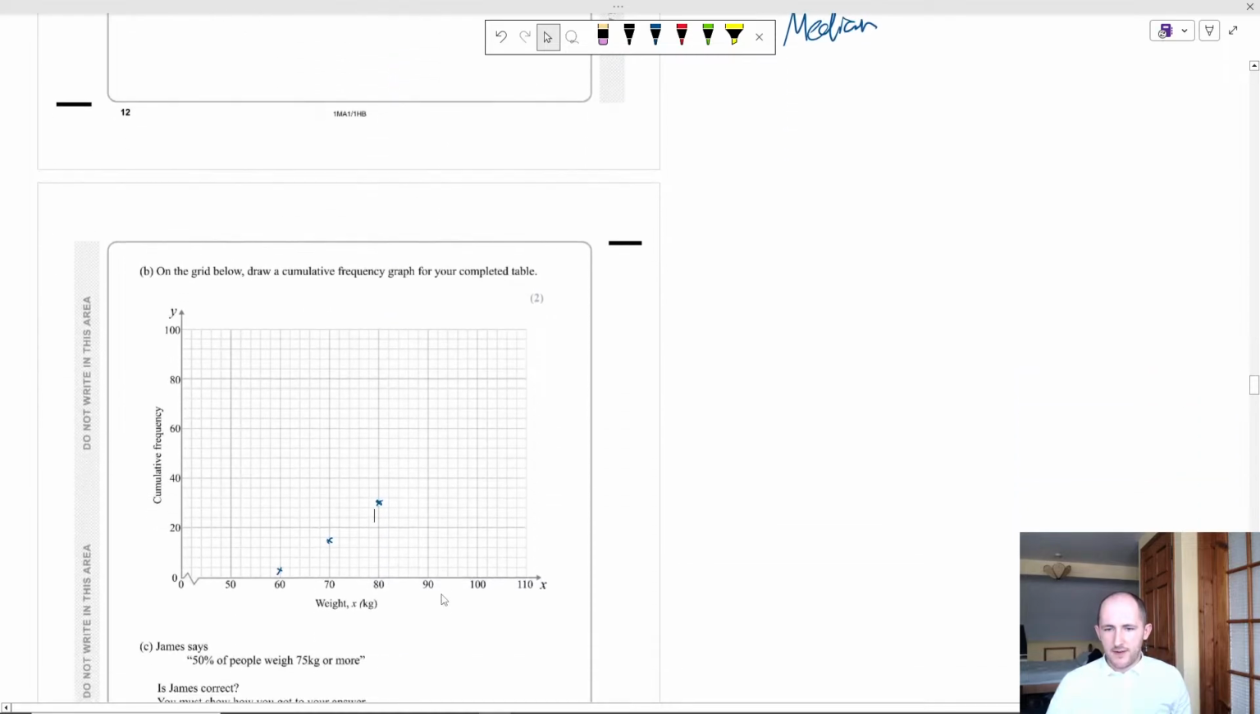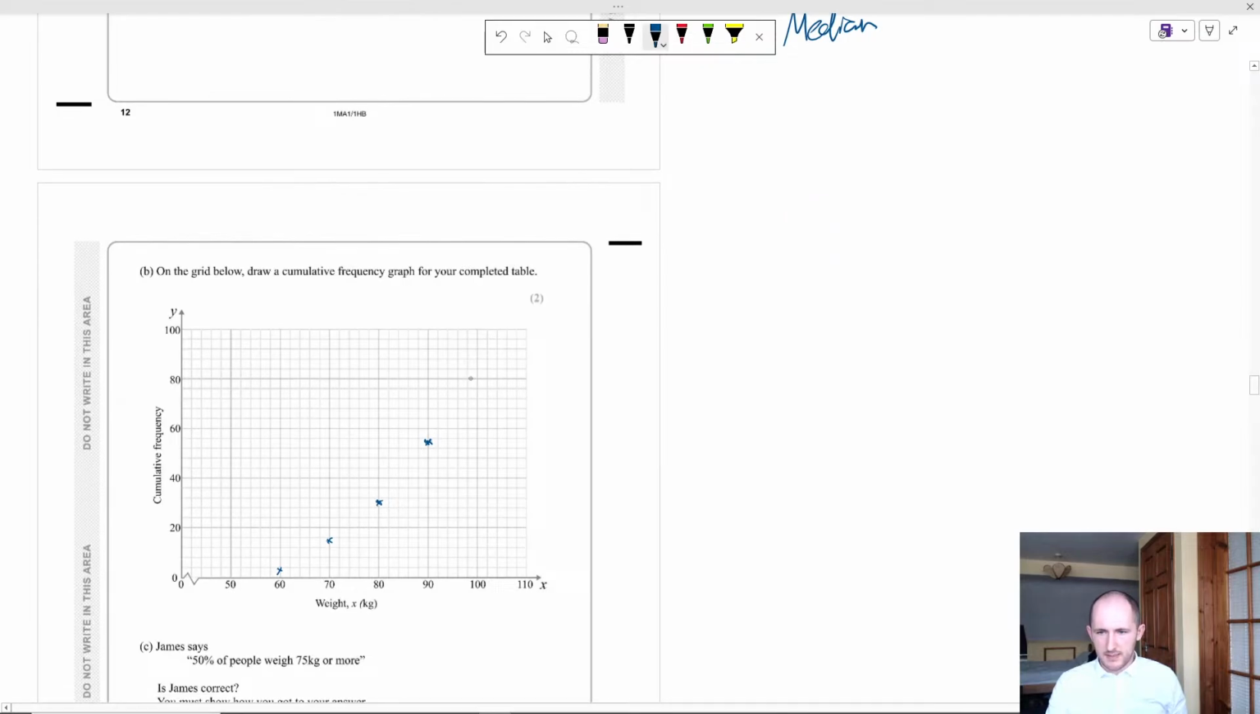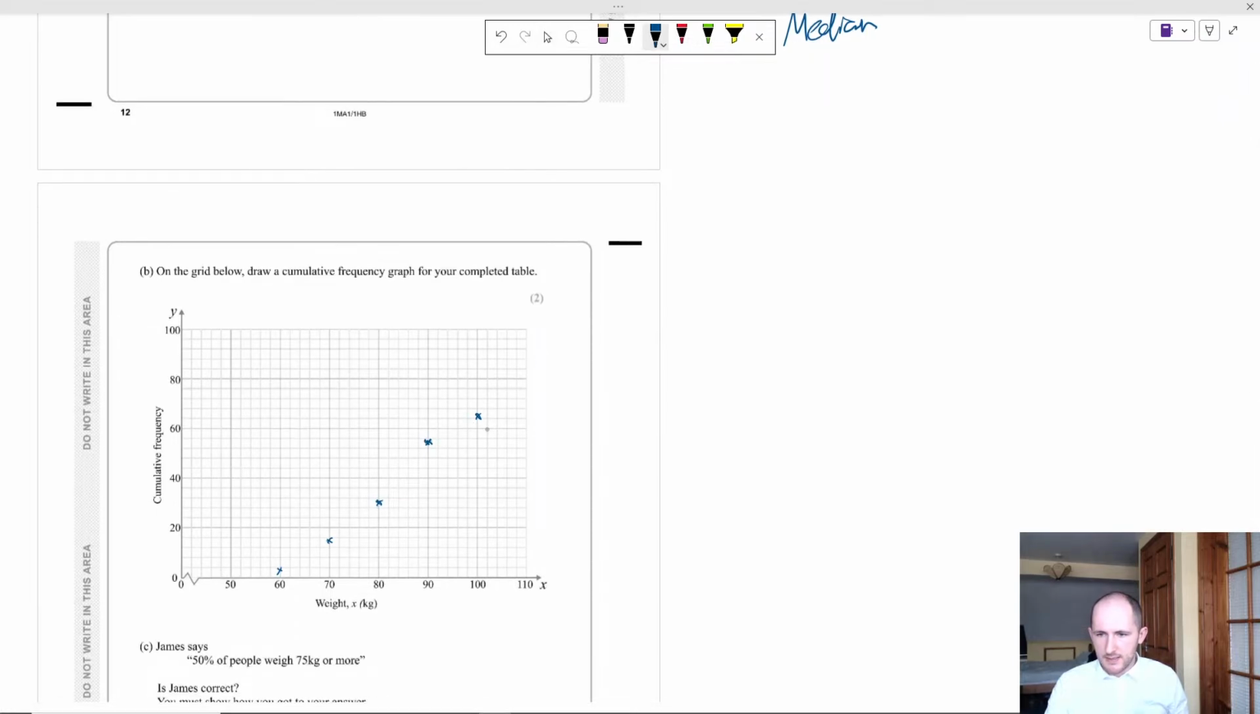90 and 55, so 40, 44, 48, 52, 56. On this graph, you need the midpoint for the upper quartile and lower quartile. On this graph, we're doing cumulative frequency, so we don't need to do any of that. And lastly, 110 is 70. So 60, 64, 68.